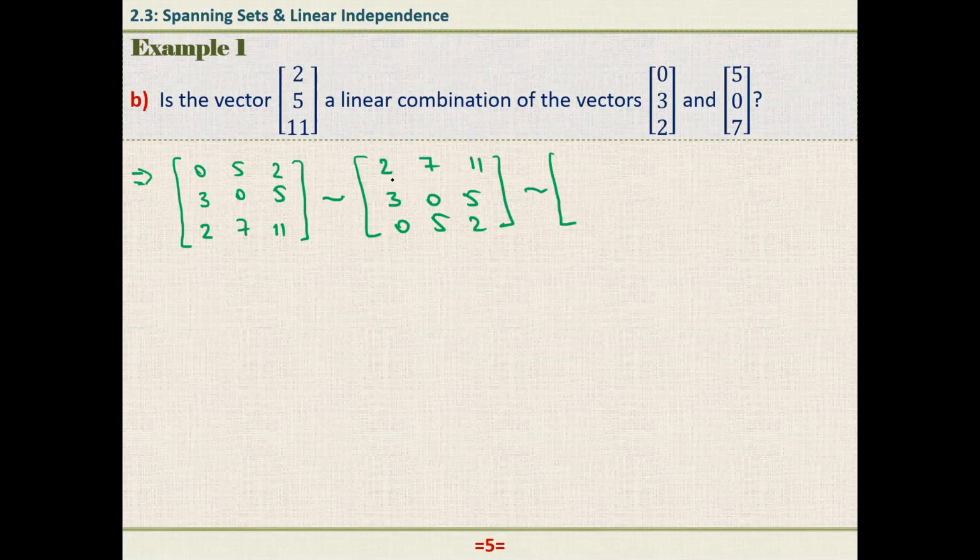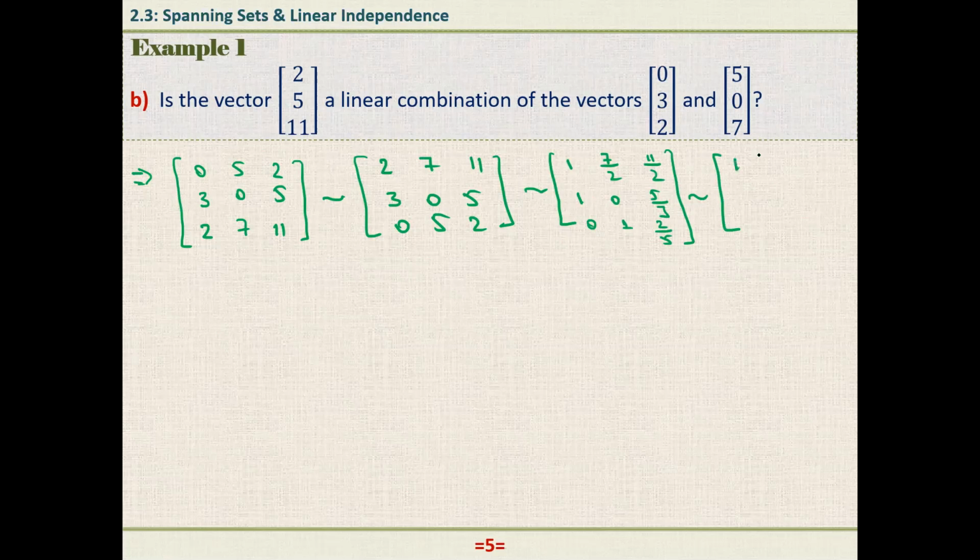Okay, so now let's multiply the first row by 1 over 2. So we will have here 1, 7 over 2, 11 over 2. The second one by 1 over 3. So here we have 1, 0, 5 over 3. The third one, for now, let's just multiply by 1 over 5. Here we have 0, 1, 2 over 5.